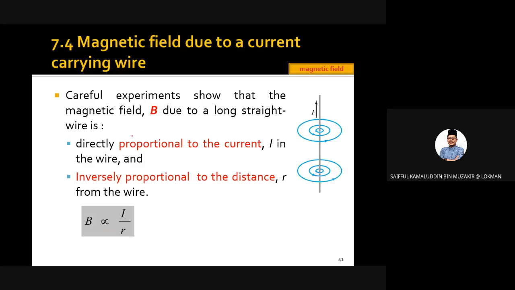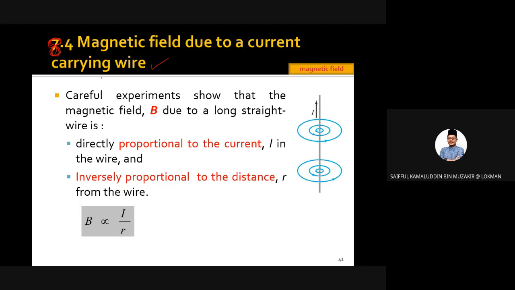Hi, now we have reached the 7.4 subtopic, not 7 actually, this is 8. This is my old slide. I've got to change the chapter. We have added one more chapter, which is magnetic field. This is 8, magnetic field due to current carrying wire. This is the final subchapter of the topic.